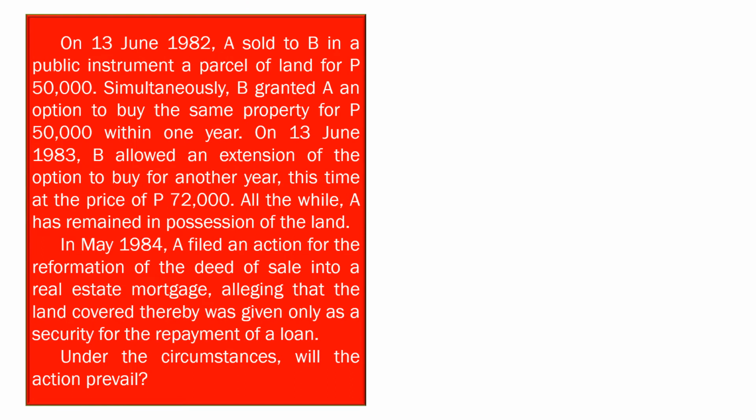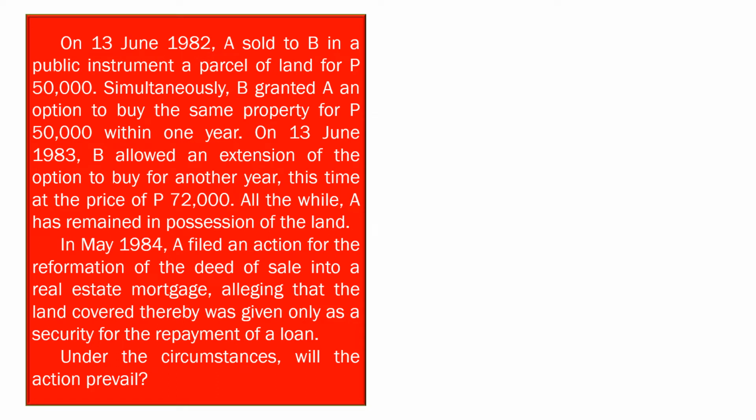To understand better the concept of reformation of an instrument, let's take a look at this bar question. On June 13, 1982, the seller sold to the buyer in a public instrument a parcel of land for 50,000 pesos. Simultaneously, on the same date, the buyer granted the seller an option to buy the same property for 50,000 pesos within 1 year. But on June 13, 1983, the buyer allowed an extension of the option to buy for another year, but the price is no longer 50,000 but 72,000. All the while, the seller remained in possession of the land.